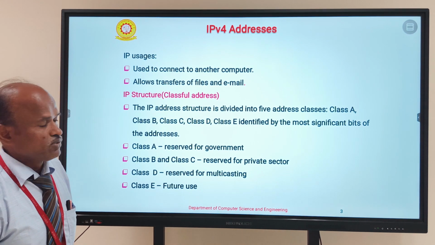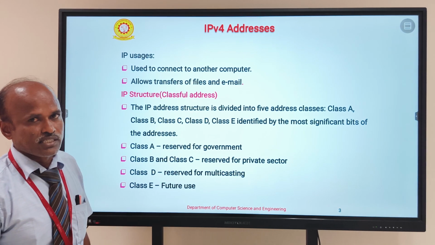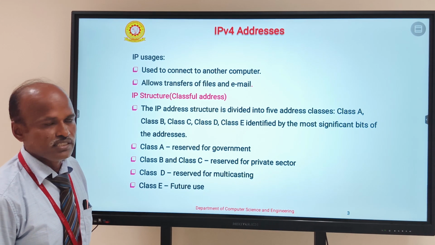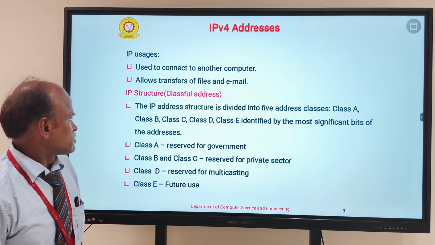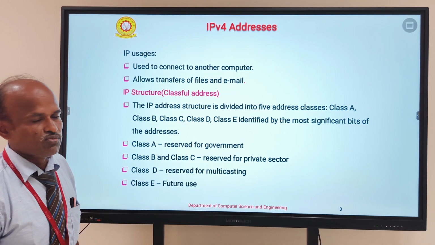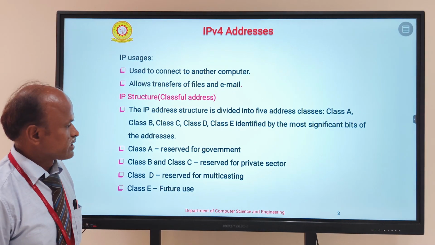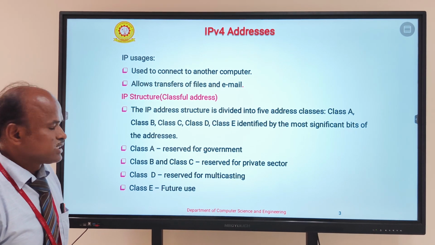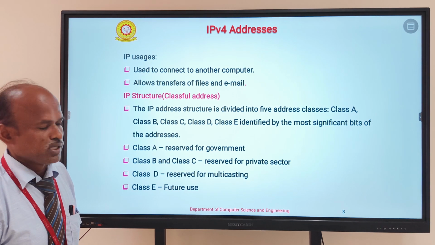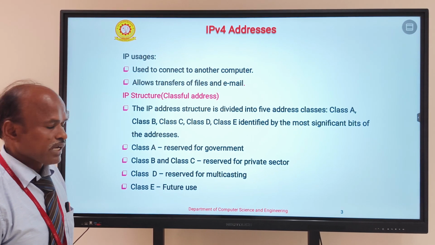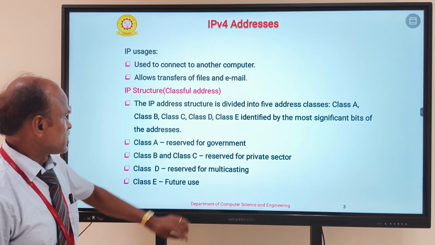Now let's discuss the classful addressing IP structure. In classful addressing, the structure is divided into 5 address classes: class A, class B, C, D and E. Class E is mainly reserved for government agencies. Then class B and class C are reserved for private sectors. Private sector means any educational institution and any companies. Then class D is reserved for multicasting. Multicasting means we can apply one-to-one mapping or one-to-many mapping in class D. Class C is mainly for future use. So these 5 classes are used in classful addressing.